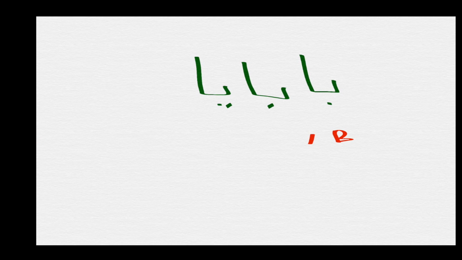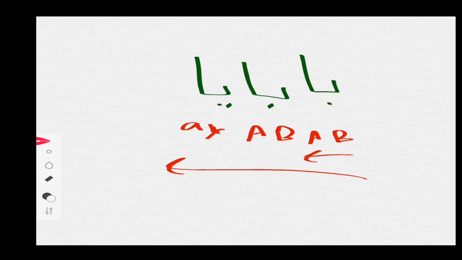B with a long vowel A, it's ba, and B with a long vowel A, it's ba, and ya with a long vowel A, you pronounce it ya, and if you read it all together, it's babaya. Why are we saying babaya? Because the sound P in Arabic doesn't exist, so we have to replace it with the closest equivalent, which is the letter B. So that's how we read it in Arabic, babaya.